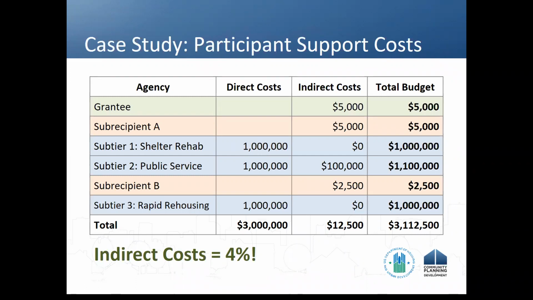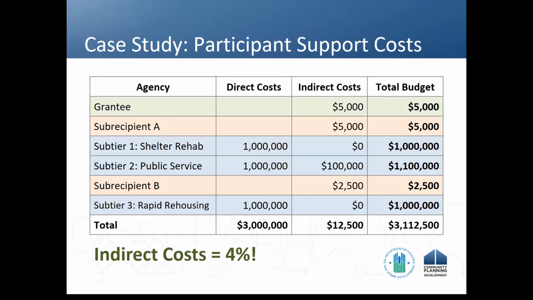But because they're using the de minimis rate and because the 10% can only apply to modified total direct costs, and because modified total direct costs only include up to $25,000 of each of those 2 awards, they can only get 10% of $25,000 or $2,500 as an amount they can charge to the ESG-CV grant for their own indirect costs. And the same is true for subrecipient B. They have 1 subrecipient and they have $1 million award there. And because it's up to 25,000 of that $1 million award, they can charge 10% of 25,000 or $2,500 to recoup their own indirect costs.